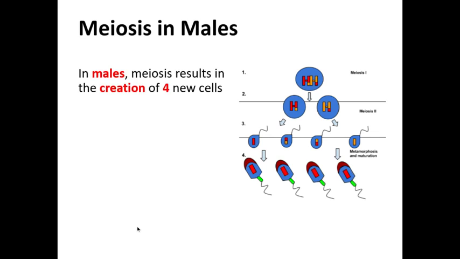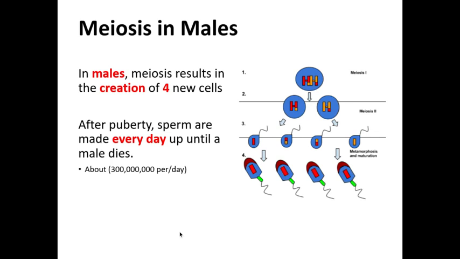Meiosis in males. In males, meiosis results in the creation of four new cells. So we'll get four sperm. After puberty, sperm are made every day up until the male dies. That's approximately 300 million sperm per day.